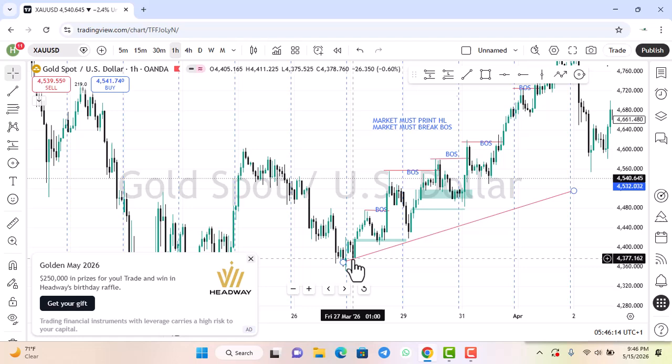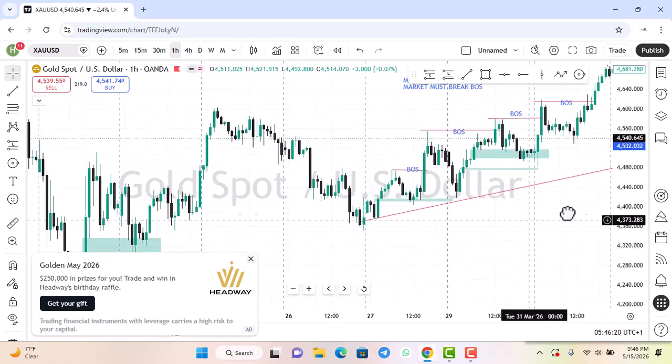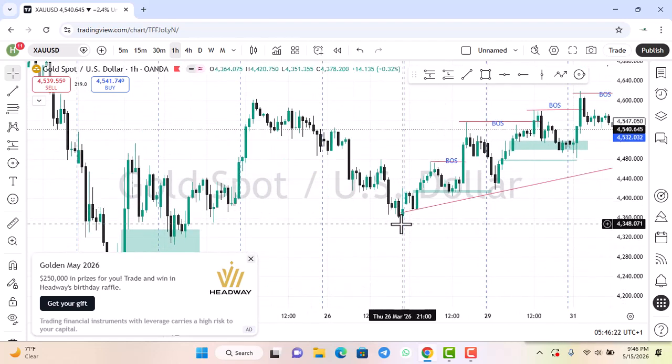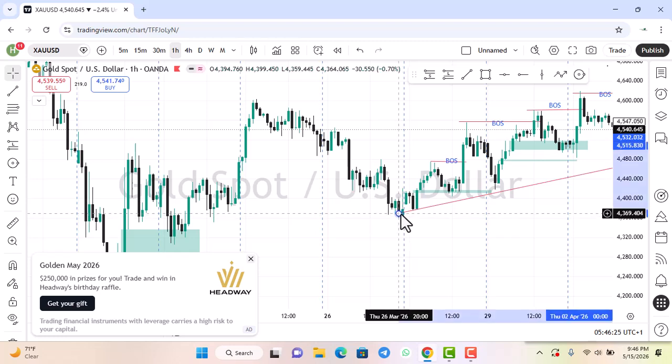Like this point here, that's where the candle closes. Like this point here, not this wick. Can you see it? Not this wick. I'm not drawing from this wick like this.